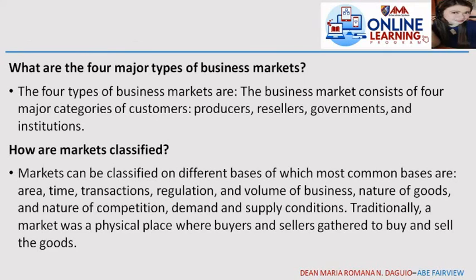So what are the four major types of business markets? Primarily, we have the four major categories of customers under this business market. So we have producers, the resellers, governments, and institutions. Later on, let's try to differentiate government from institutions as market.